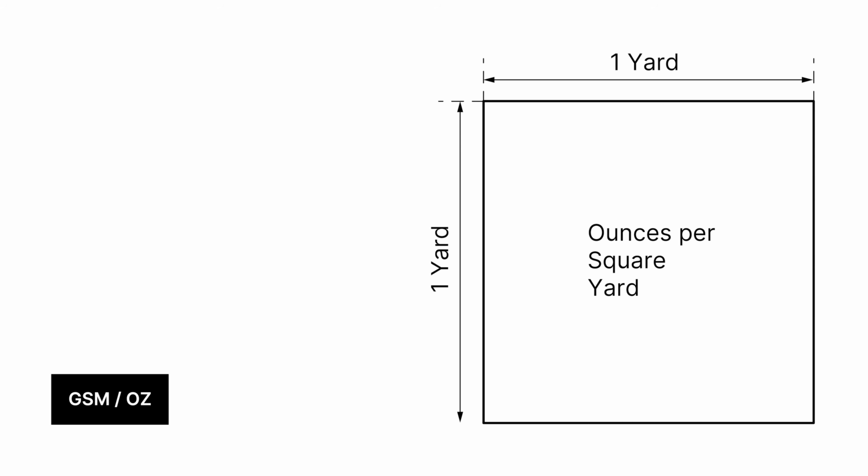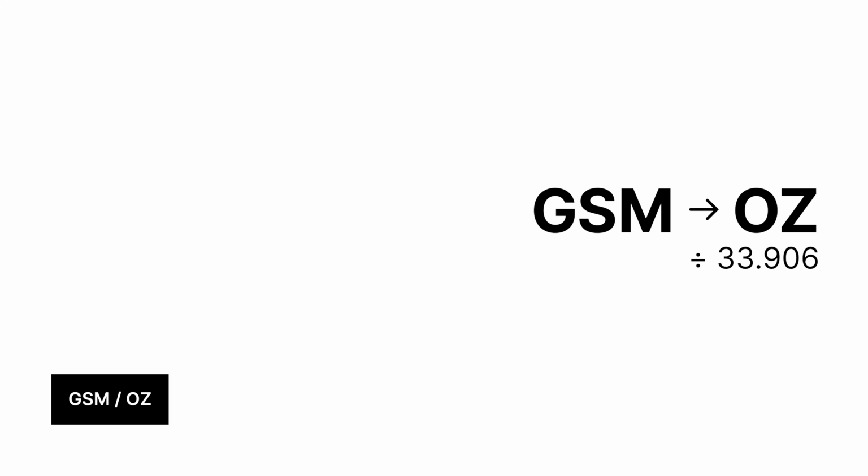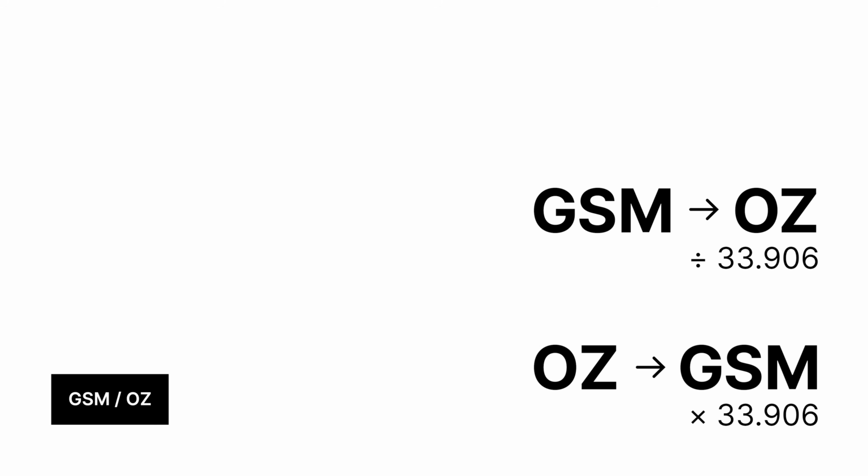But of course, why would things ever just be that easy? Because denim, for example, you will often see in ounces. More specifically, ounces per square yard. However, everything is not lost. We can do an easy conversion. If you want to convert from grams to ounces, just divide it by 33.906. Or if you want to do ounces to grams, well then multiply by 33.906.